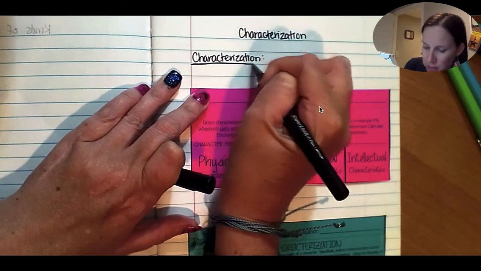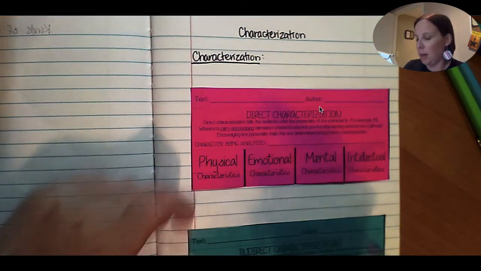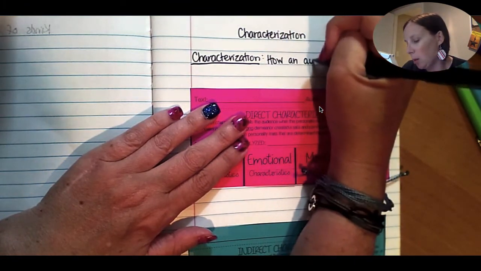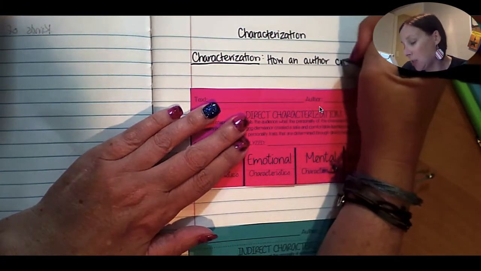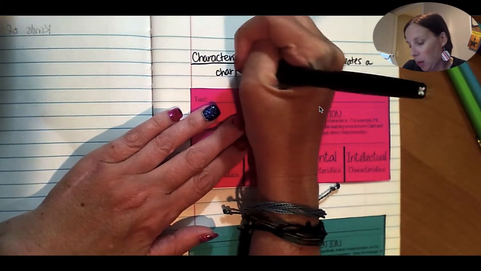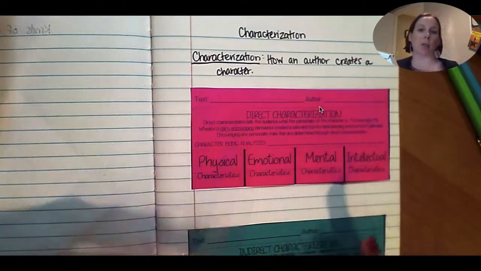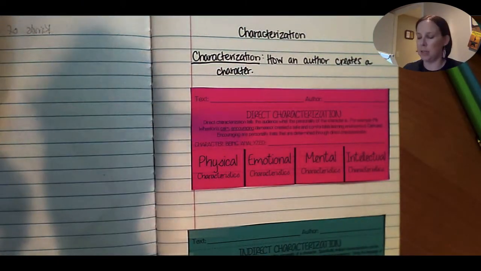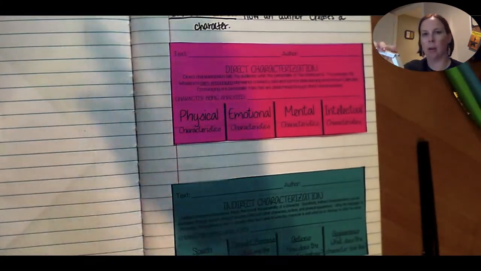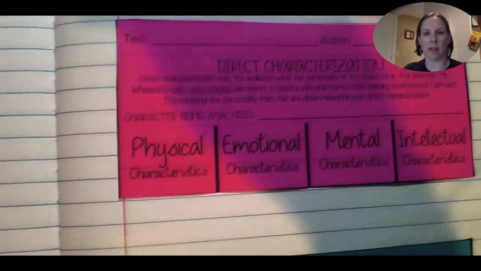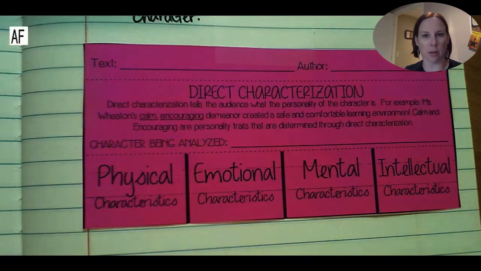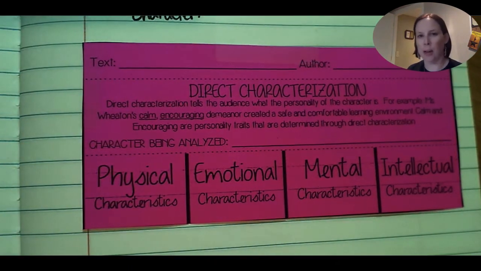Okay, so characterization is how an author creates a character. Okay, this is extremely important to know because it's how we have to also look at characters. If we understand how the characters have been created by the author, then it's a little bit easier for us to analyze those characters. Okay, so there are 2 different kinds of characterization.